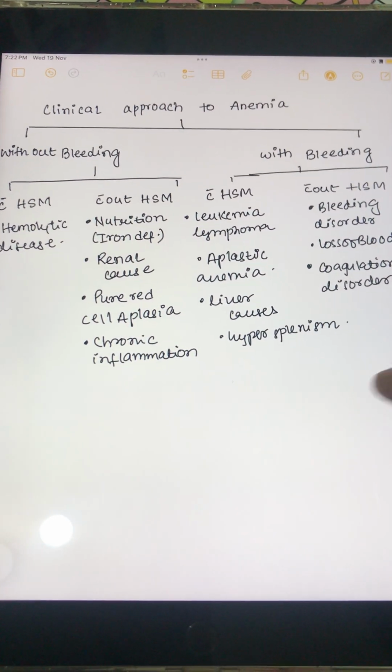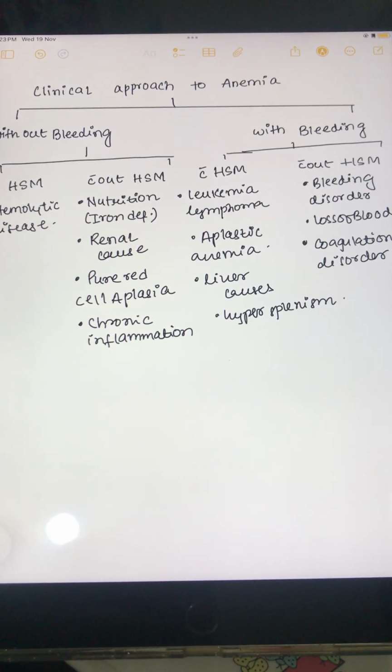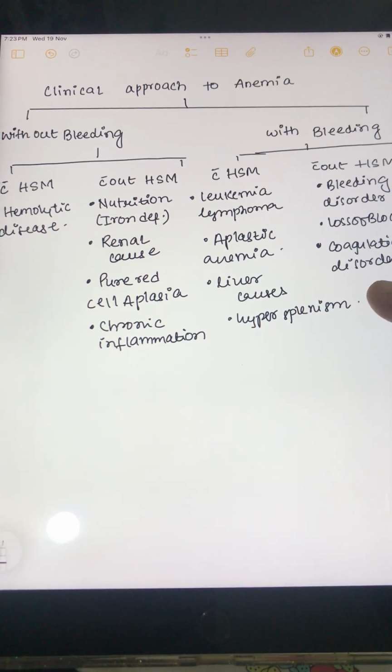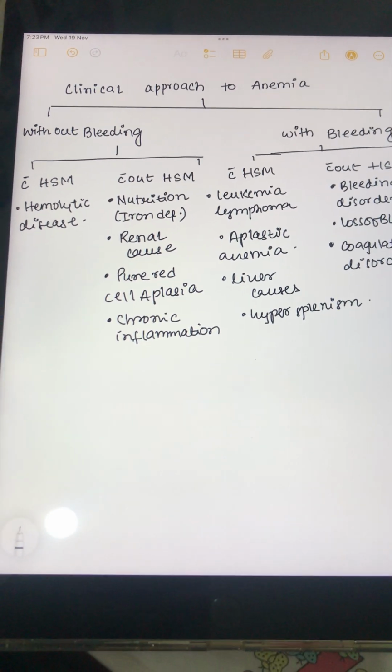You can refer to this chart before your Viva, before anything. And most importantly, we should keep this in mind because it gives us a detailed approach to think in a clinical scenario. Thank you.